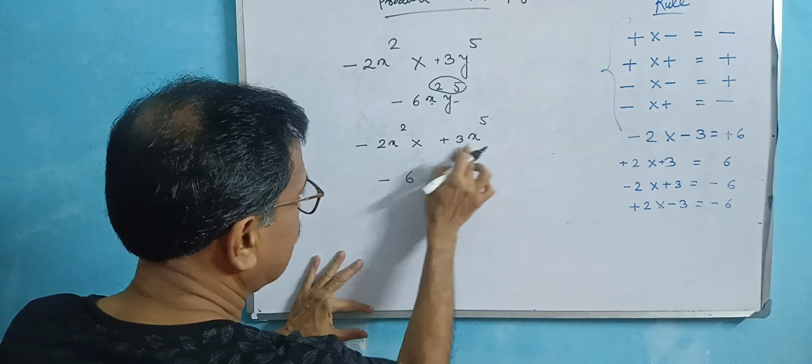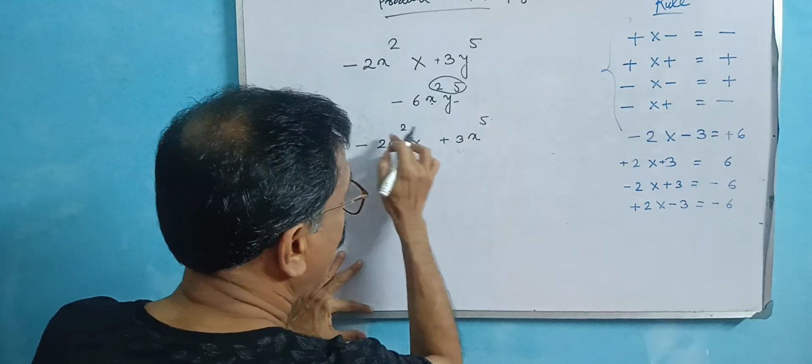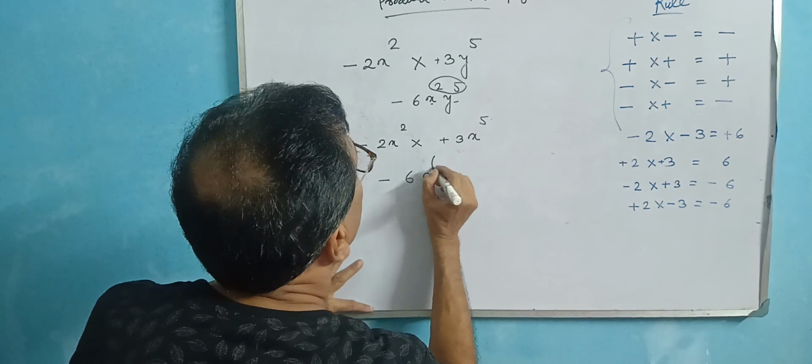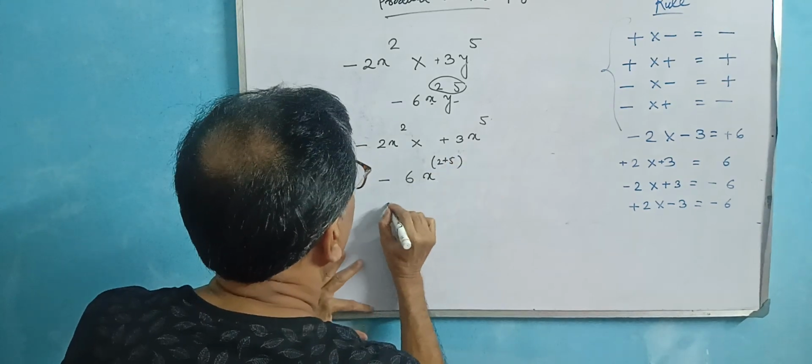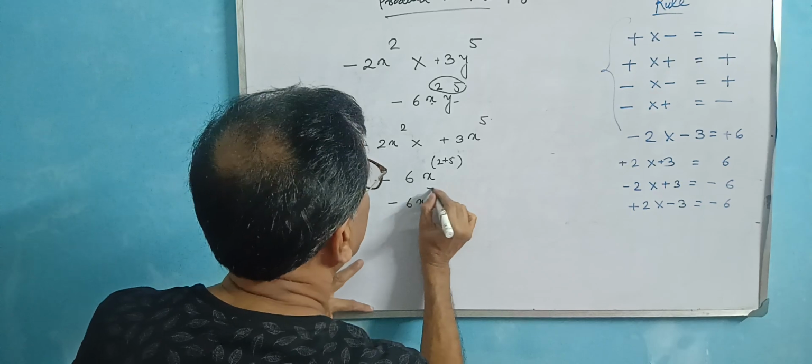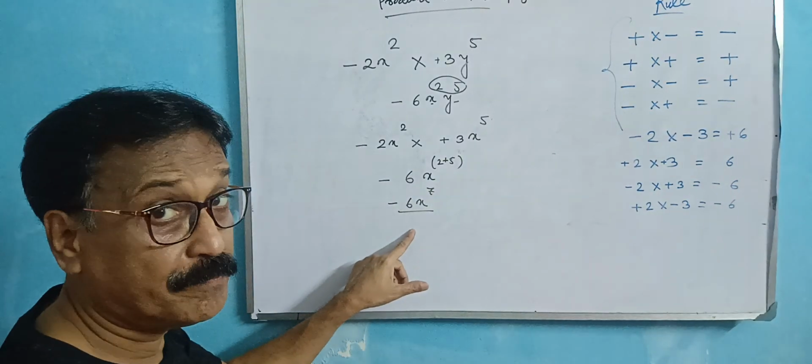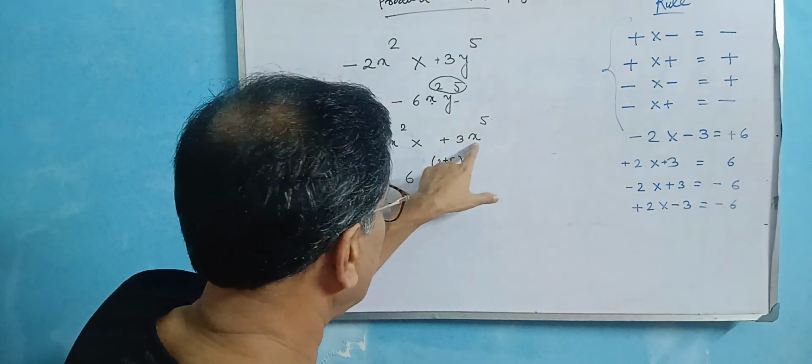Here is x, so when the bases are the same, the powers will be added, so we write x to the power 2 plus 5, so -6 x to the power 7. That is the answer, because this is x, this is also x.